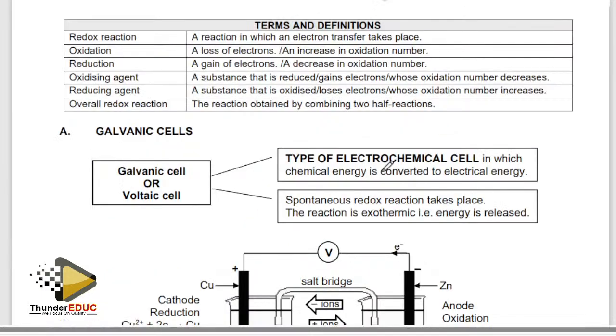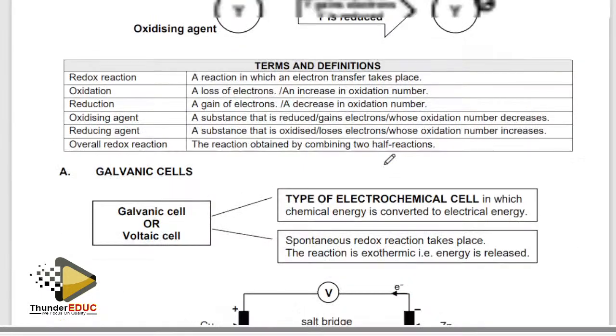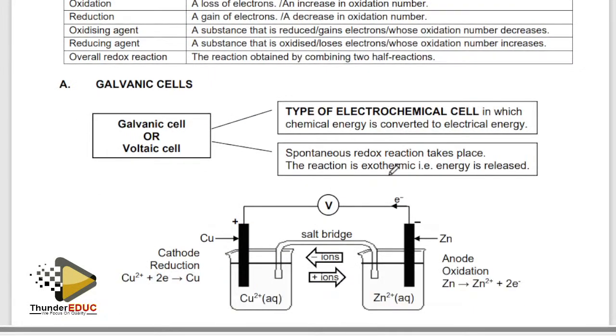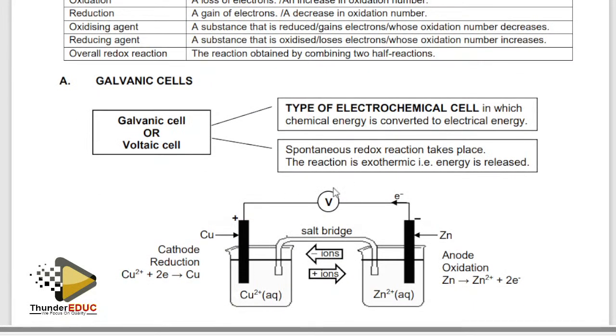So here, you need to know what is a galvanic cell and what is an electrolytic cell. When you just look at the diagram, if you find that it has no external battery, then automatically it is a galvanic cell. It has a salt bridge. What is the function of the salt bridge?